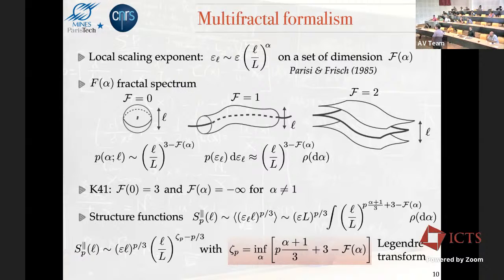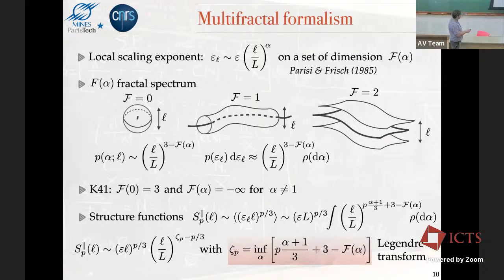So okay, so now how to recover Kolmogorov 1941? It's pretty simple in the sense that if you assume that this function, this fractal spectrum, is 3 for alpha equal to 0. So alpha equal to 0 means that epsilon_l is the same epsilon everywhere, and you say that having epsilon_l equal to epsilon is space filling. So for this alpha equal to 0, you have 3.